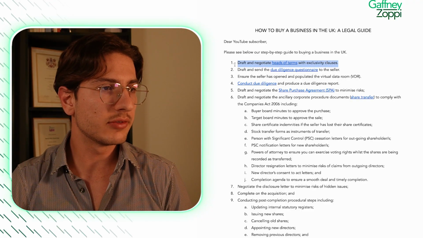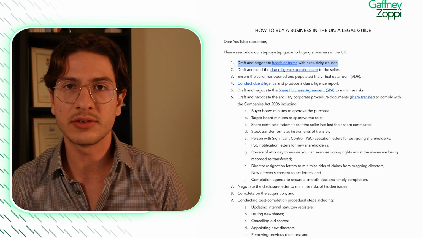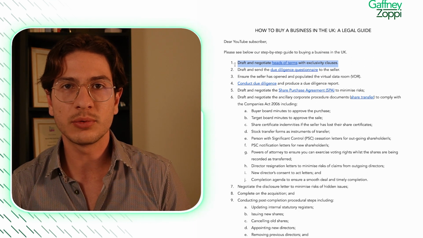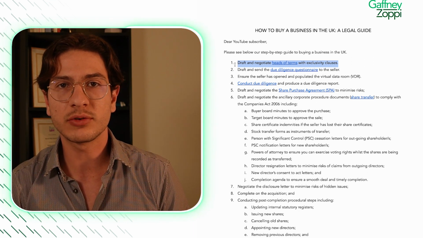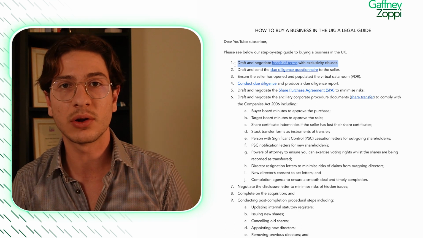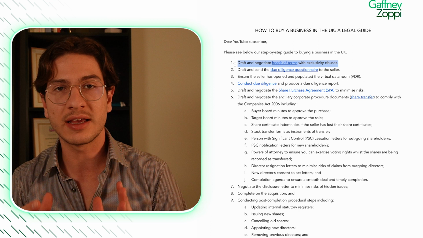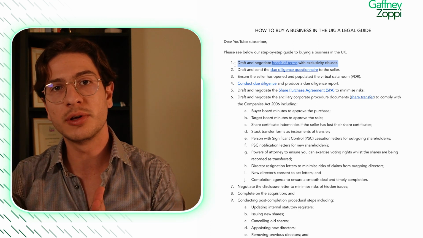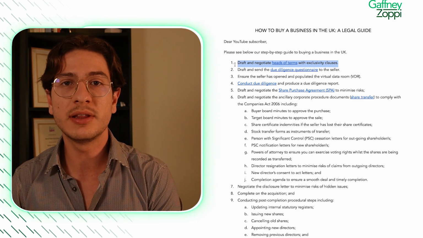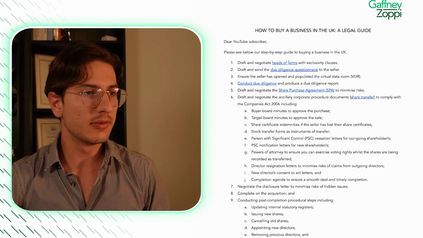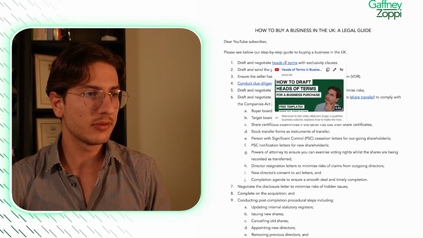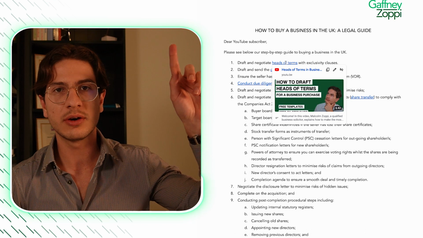Make sure to stay until the end of the video to find out what to include in your share purchase agreement. Great, so the first step is to draft and negotiate the heads of terms. And here I would advise buyers to at least consider including exclusivity clauses, which will allow the buyer to be the sole potential buyer of that business for a period of time. This avoids you competing with other potential buyers. I've linked here a YouTube video of mine on heads of terms, and you'll also see it right here.